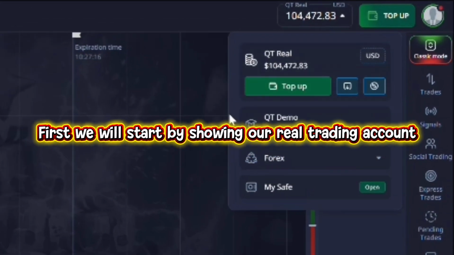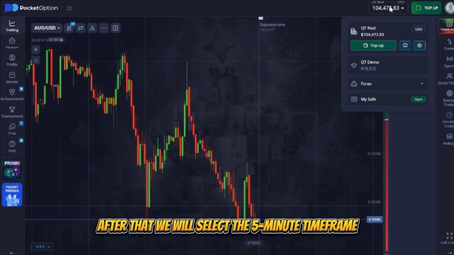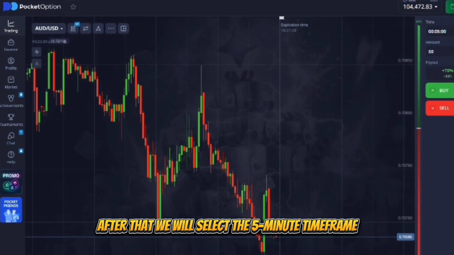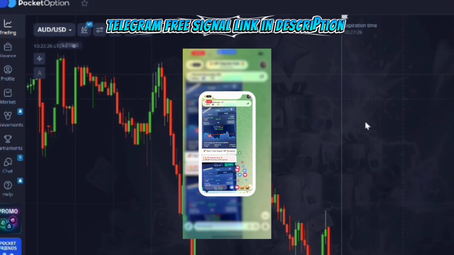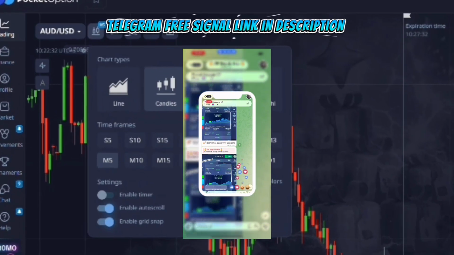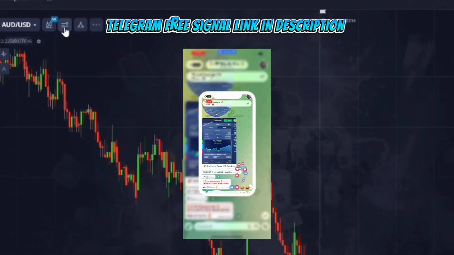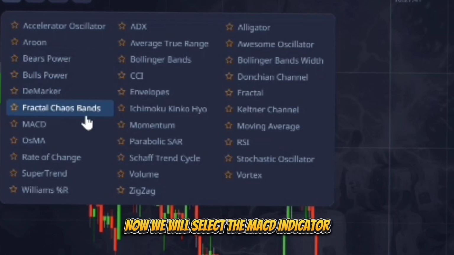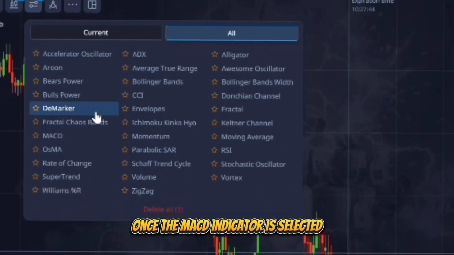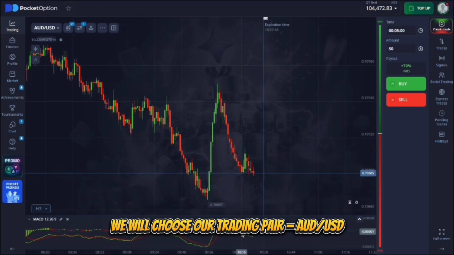First, we will start by showing our real trading account. After that, we will select the 5-minute time frame. Now we will select the MACD indicator. Once the MACD indicator is selected, we will choose our trading pair, AUD-USD.